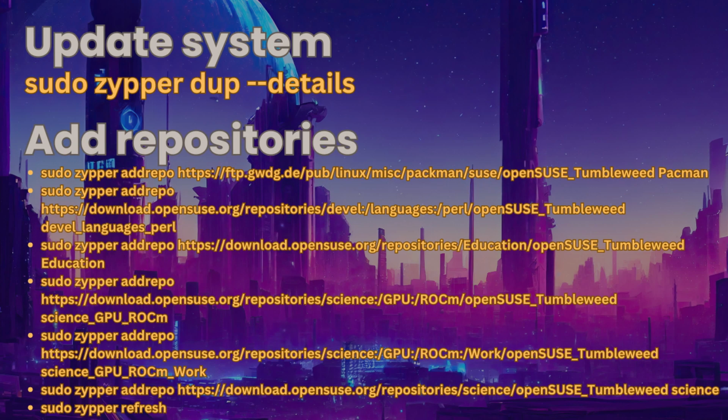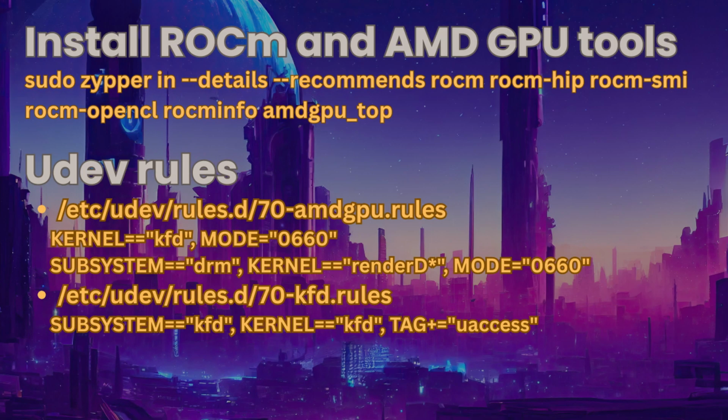For AMD, the kernel driver is already open source and built into Tumbleweed, so no blacklisting is needed. We add the Packman repo for multimedia and gaming, and ROCm repos for OpenCL compute and tools. Then we install these packages using zypper install --details --recommends. This gives you GPU monitoring, amdgpu_top, OpenCL support, and ROCm libraries.